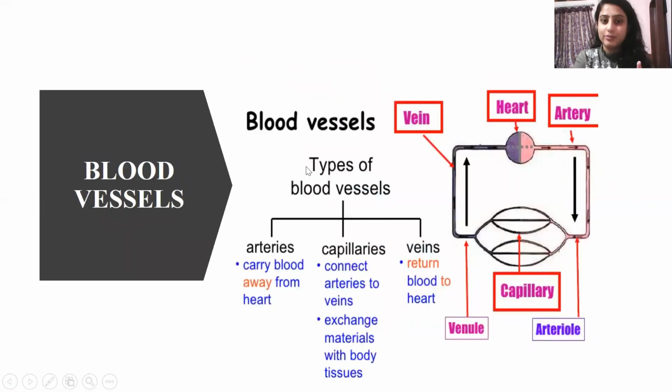There are three types of blood vessels in humans. There are veins, heart, and arteries. See, the vessels which carry the blood away from the heart are known as the arteries. The ones which carry the blood back to the heart are known as veins, and the ones which connect these arteries and veins are known as capillaries. Capillaries are the place where the exchange of the material with the body tissues takes place.